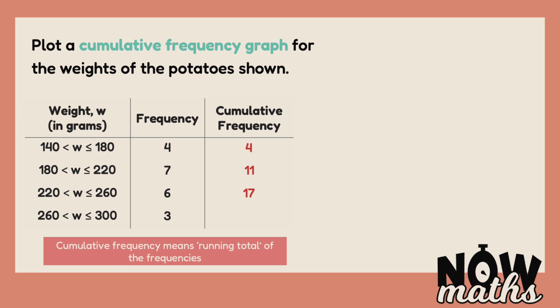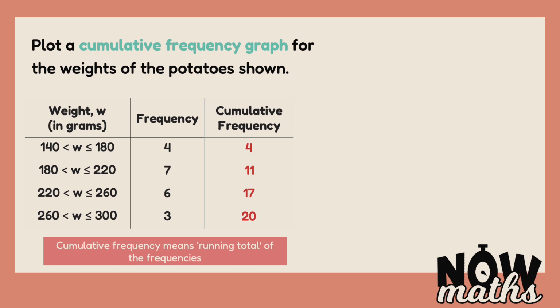Finally, for our last row, we need the running total of all potatoes that have a weight of up to 300 grams. So we have our running total from the previous intervals, which is 17, plus an additional 3 from this interval, so the cumulative frequency is 20. This means that the table shows the weights of 20 potatoes in total.